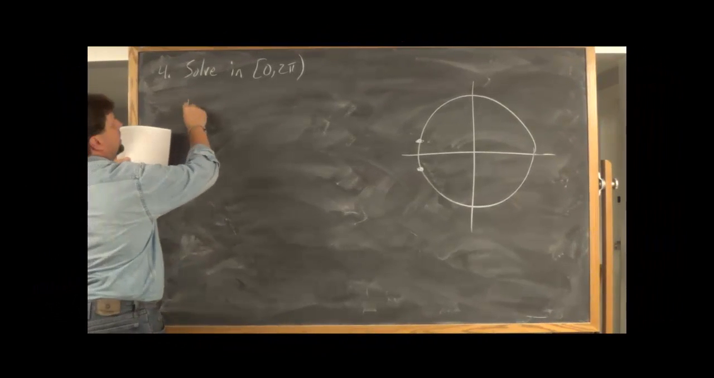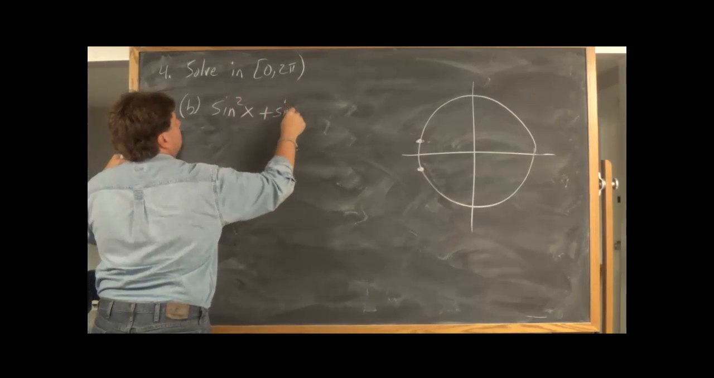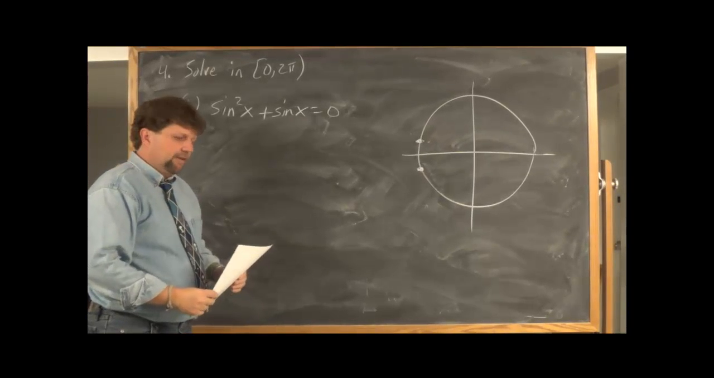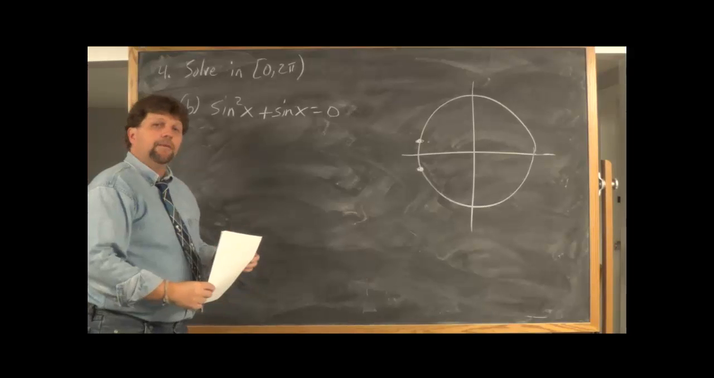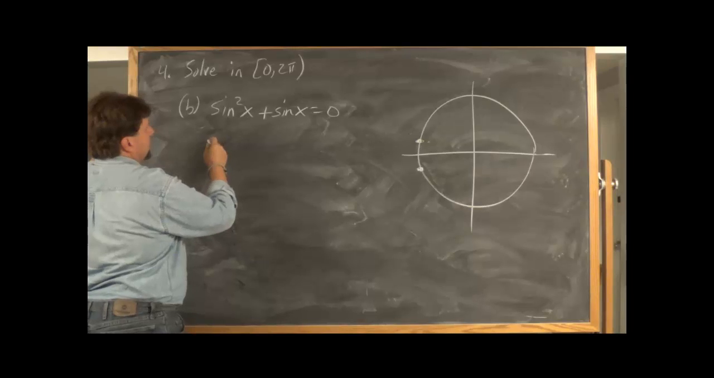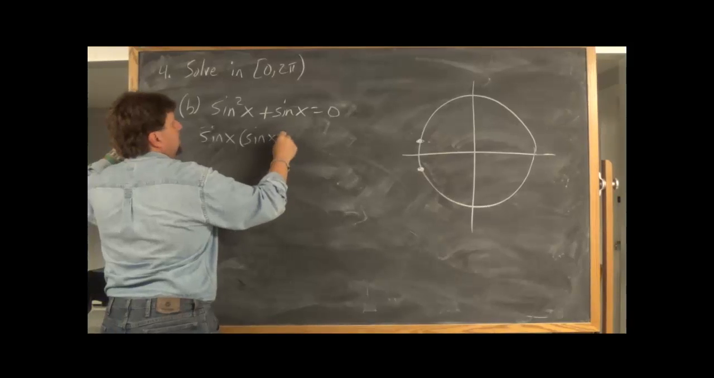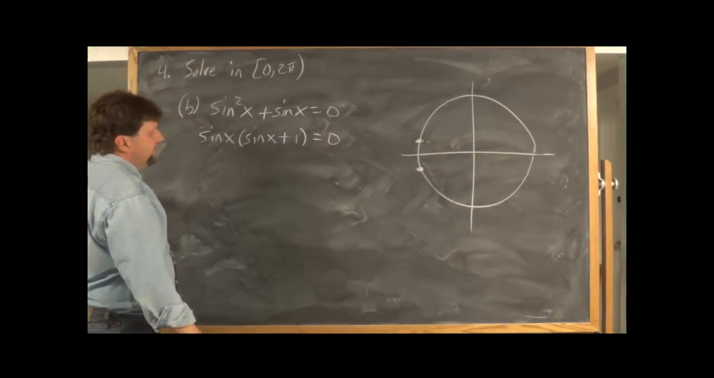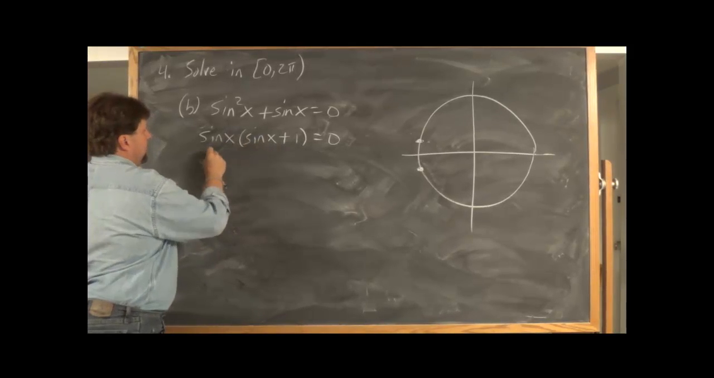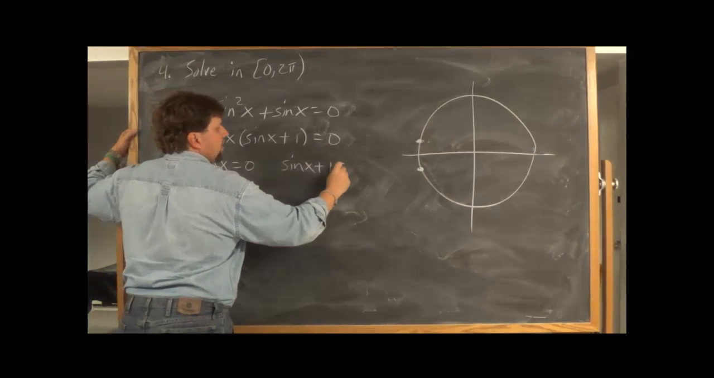See, here in part B, you were asked to solve sine squared x plus sine x equals 0. Probably the first thing I would do in solving this equation is, on the left side, go ahead and factor out a sine x. And then once I factored it out, I would take each one of these factors and set it equal to 0. So I have sine x equals 0, sine x plus 1 equals 0.